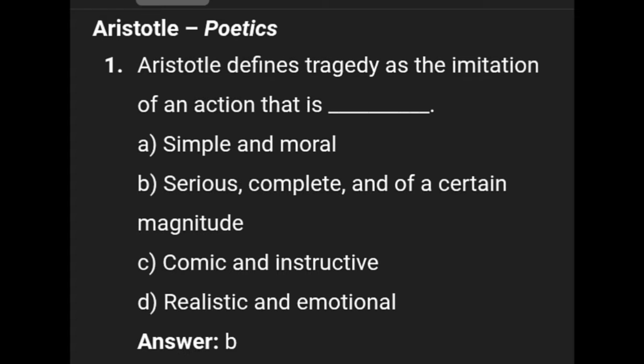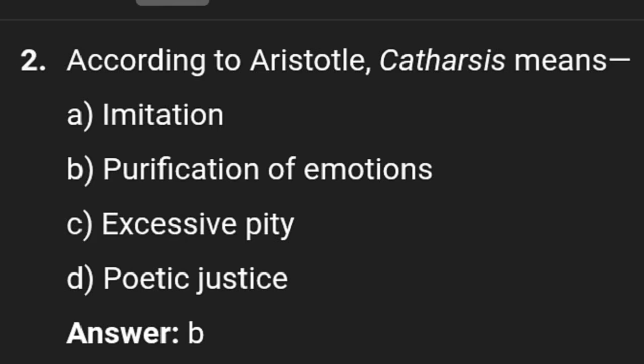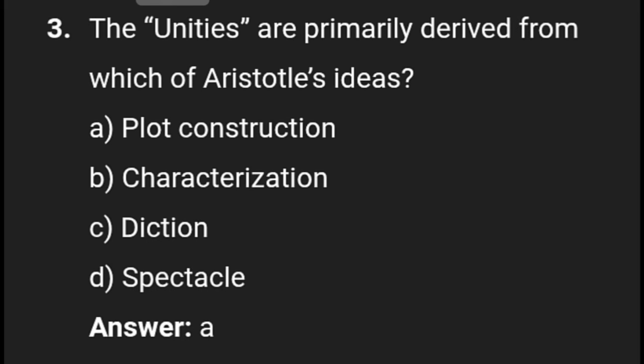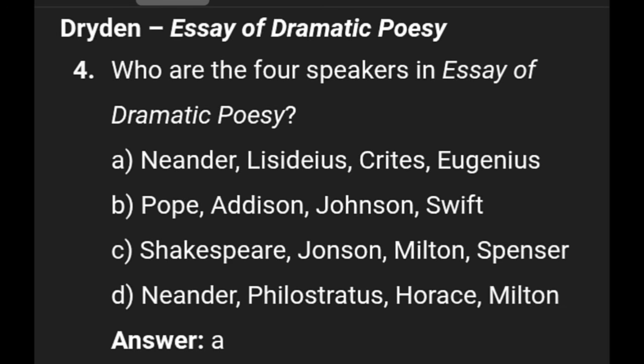First, Aristotle எழுதின Poetics அப்படின்ற அந்த டாபிக்ல உள்ள questions பார்க்கலாம். Aristotle defines tragedy as the imitation of an action that is serious, complete and of a certain magnitude. Second one, according to Aristotle, catharsis means purification of emotions. Then, the unit is primarily derived from which of Aristotle's ideas? Plot construction. Then question from Dryden's Essay of Dramatic Poesy.